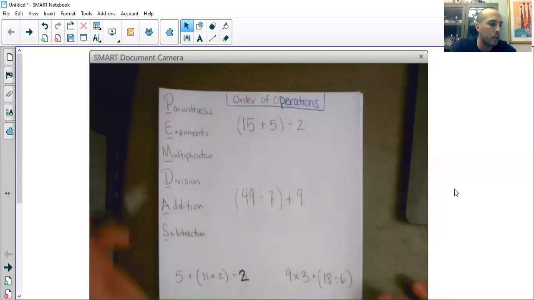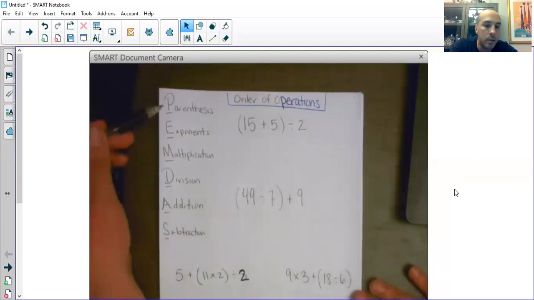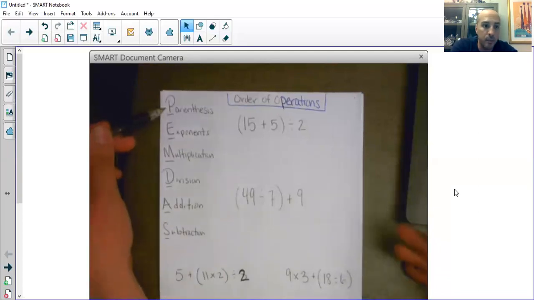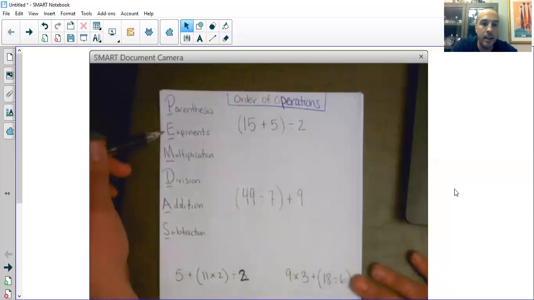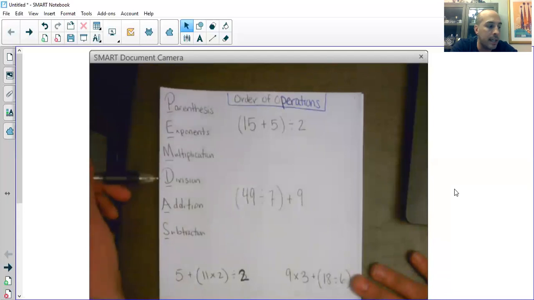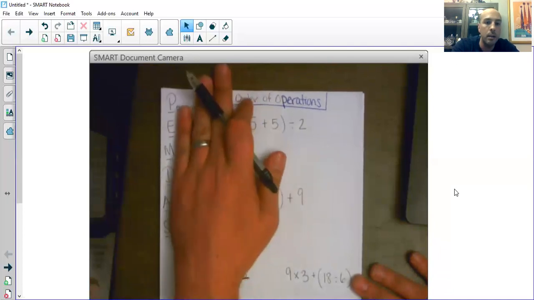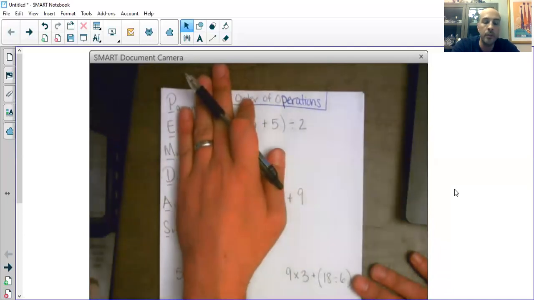And so the order goes like this. First is parentheses, the P is for parentheses. Second, the E is for exponents. The M is for multiplication. The D is for division. The A is for addition, and the S is for subtraction. So if you just read the first letters, they spell the acronym PEMDAS.